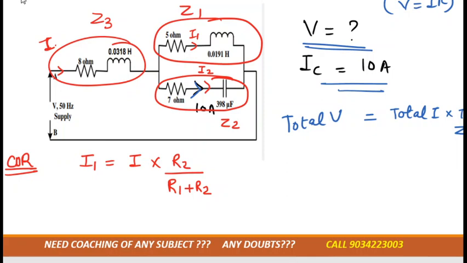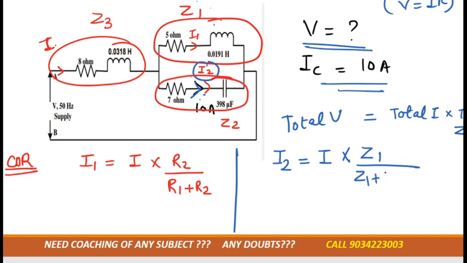So which current do we know? We know I2. So we'll take the current division rule for I2 only. According to this, I2 is equal to the total current, denoted by I, multiplied by the opposite resistance of I2. I2's opposite resistance is Z1 divided by the sum of resistors which are connected in parallel, that is Z1 plus Z2, right? Total current we don't know, but we know the value of I2, that is 10 ampere.